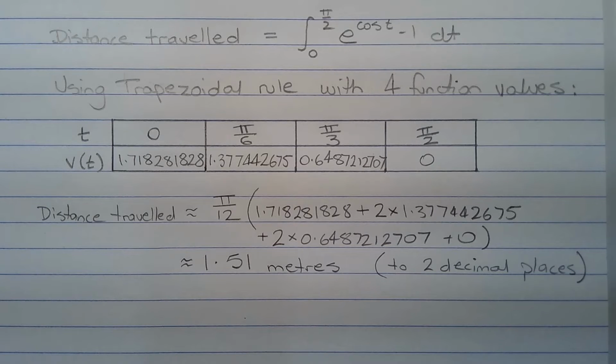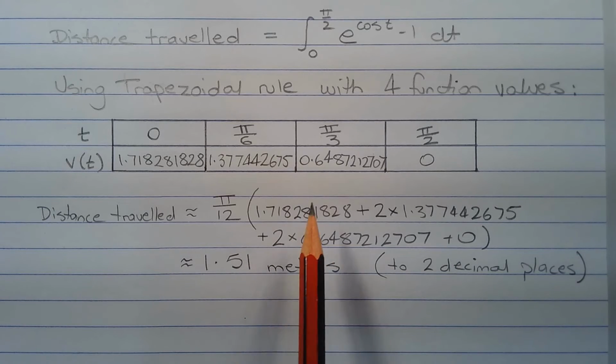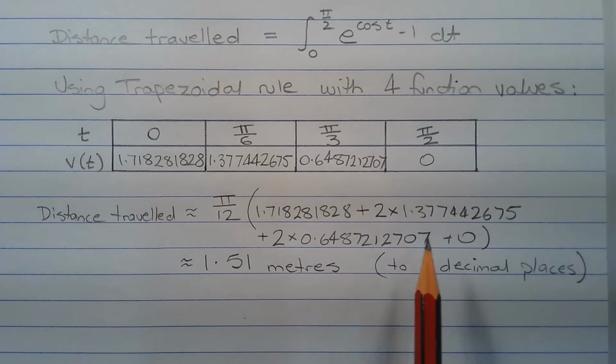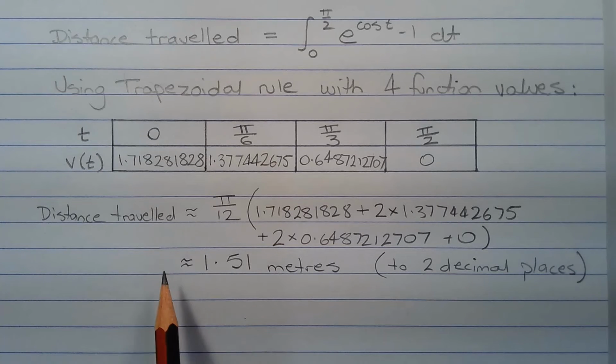Now by the trapezoidal rule, the distance travelled is approximately equal to pi over 12, so that's the b minus a on 2, outside of 1.718281828 plus 2 times this function value plus 2 times this function value plus this function value here, which is 0. And that equals, or is approximately equal to 1.51 meters, correct to 2 decimal places.